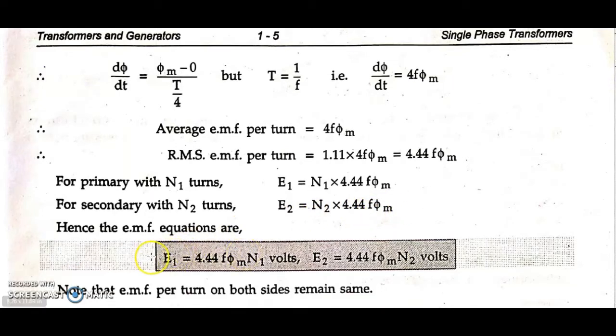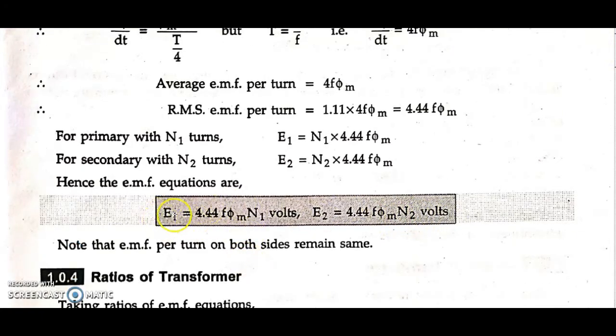So finally I can consolidate them, that is, EMF in the primary side is equal to 4.44 f Φm N1 volts, and EMF in the secondary side is equal to 4.44 f Φm N2 volts. Okay, just remember the suffixes. If it is 1 it means primary, and 2 means it is secondary.